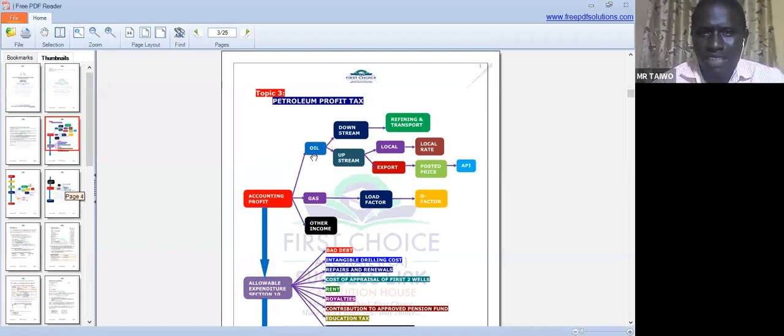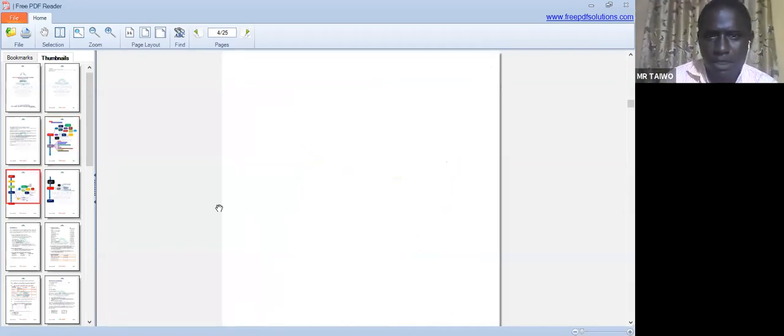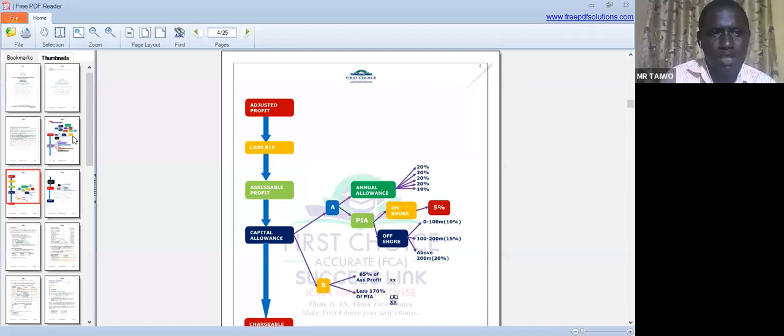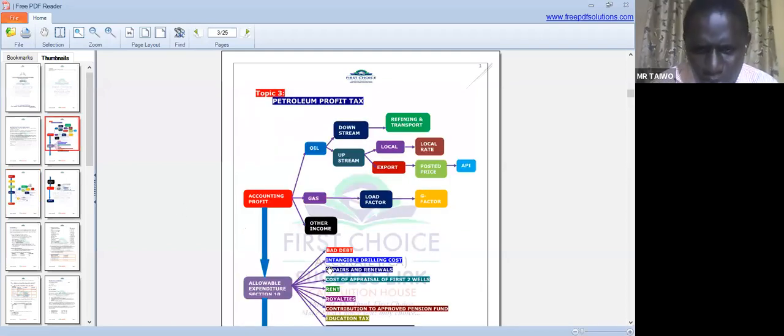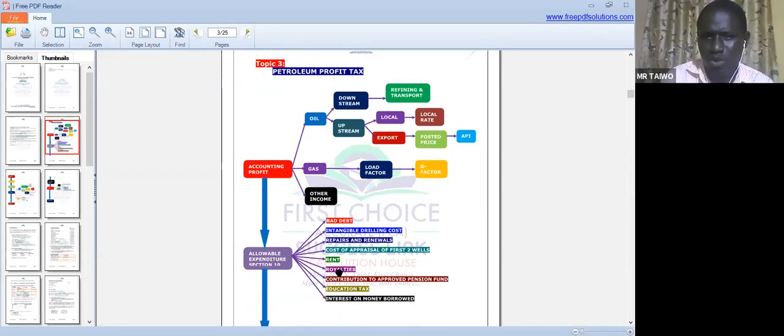Now, apart from all that, if you had other income, gas, and the oil, if you add it together, it gives you accounting profit. Now, if you take the accounting profit less all the allowable expenditure, which I explained to you the last time, these are the allowable expenditure: bad debt, and so on and so forth. All these are the allowable expenditure.